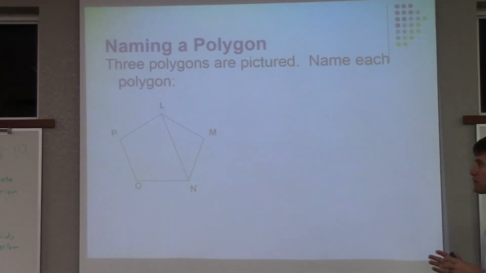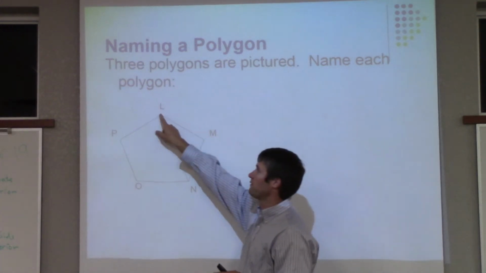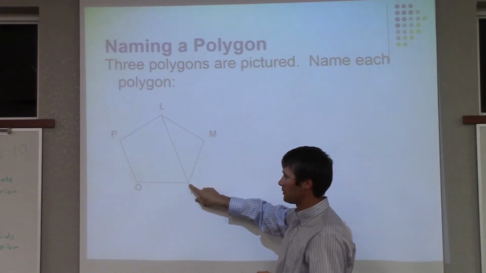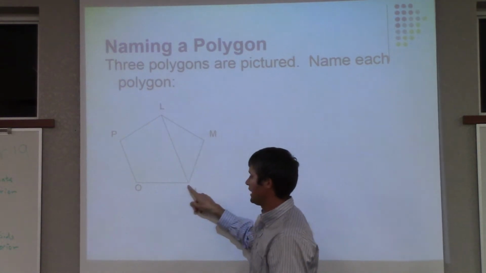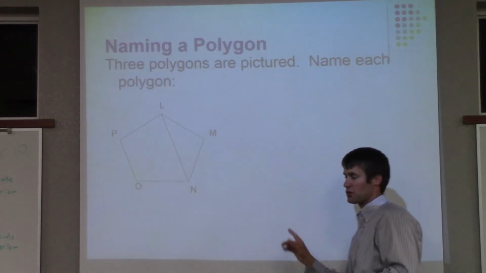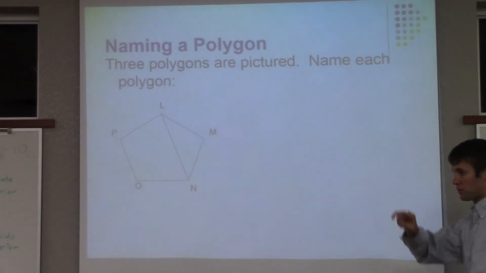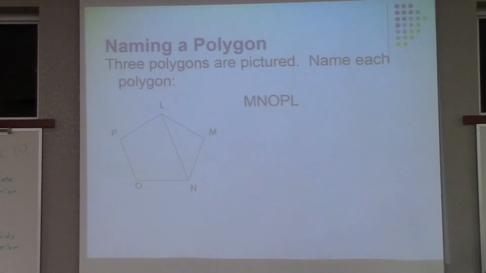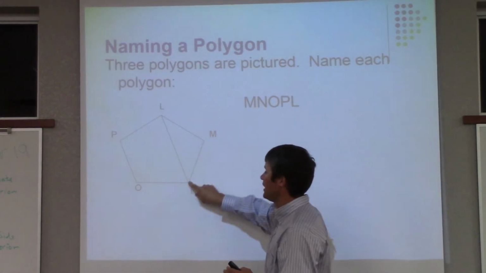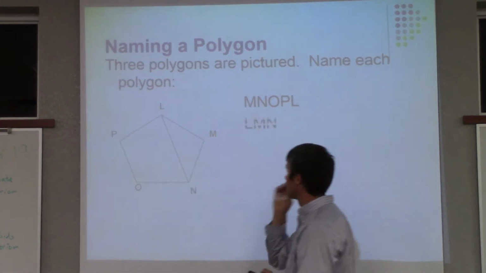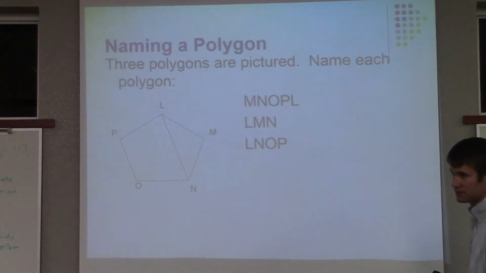Name the polygons pictured. So we have two polygons. We have L and N, that would be one polygon. And then we have P, L, N, and O. Now you can switch the order, but usually we again start at one and work all the way around. And then you could also go to the big one, M, N, O, P, and L. So you have three that are there. So just start at one vertex, work your way around.